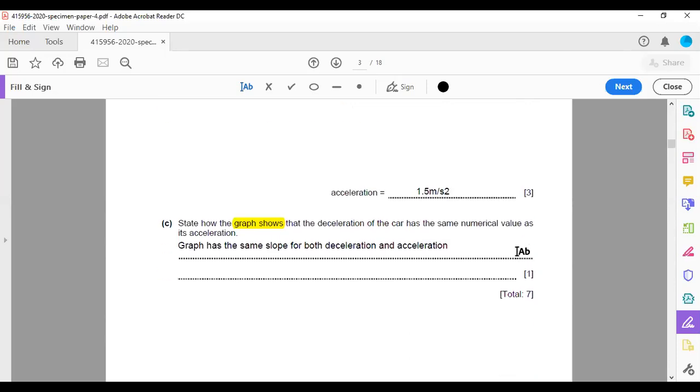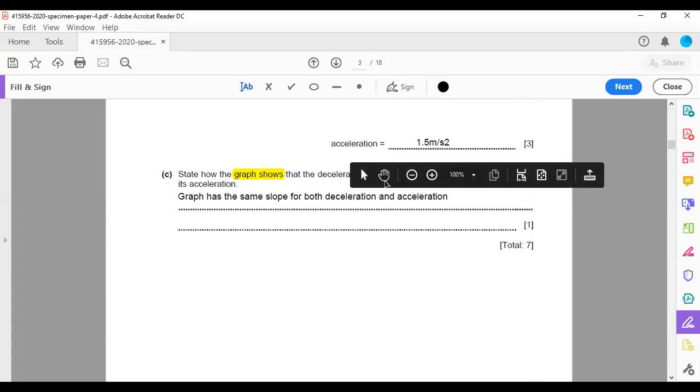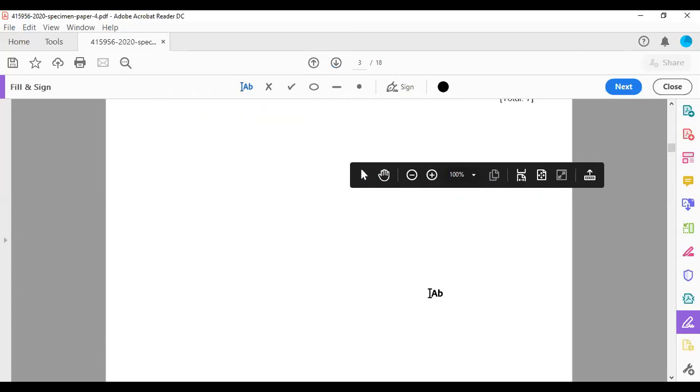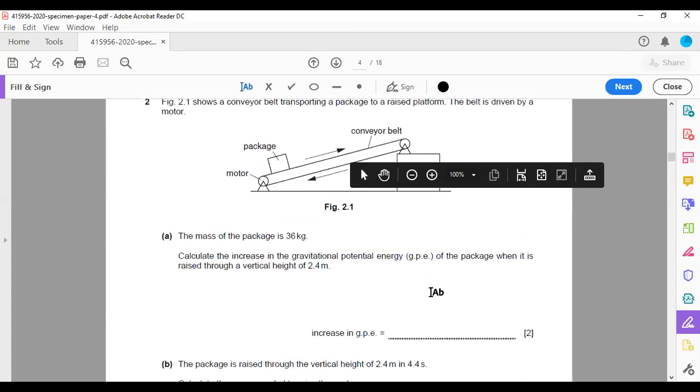Good. And the graph has the same slope for both deceleration and acceleration. Everyone okay with that? And we can move on to question 2. Guys, you can move on. Nice. So moving on to question 2 now.